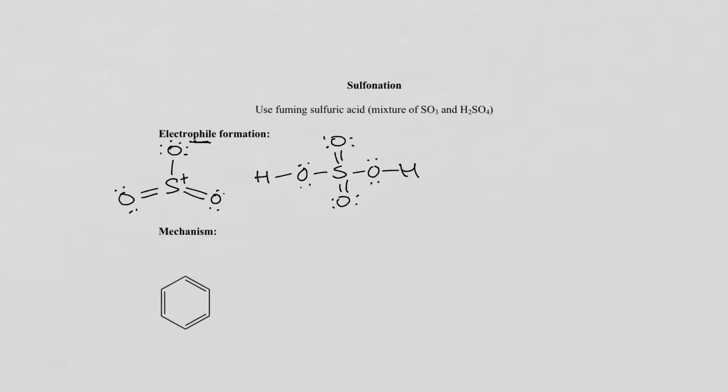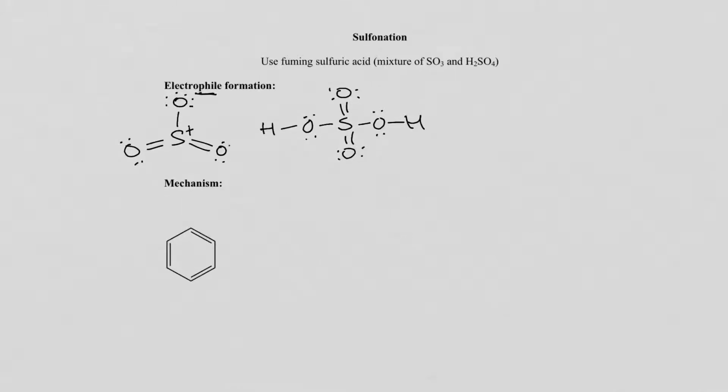The last EAS reaction I'd like to talk about today is called sulfonation, and we use fuming sulfuric acid to add a sulfonate group to this benzene ring. Fuming sulfuric acid is a mixture of sulfur trioxide and sulfuric acid.